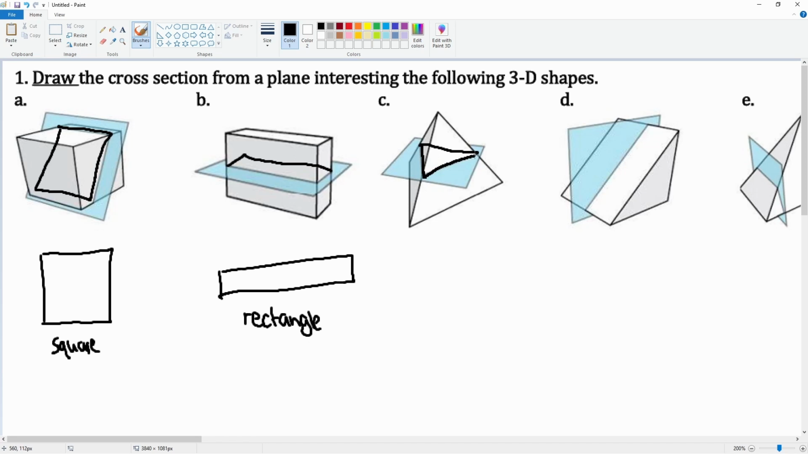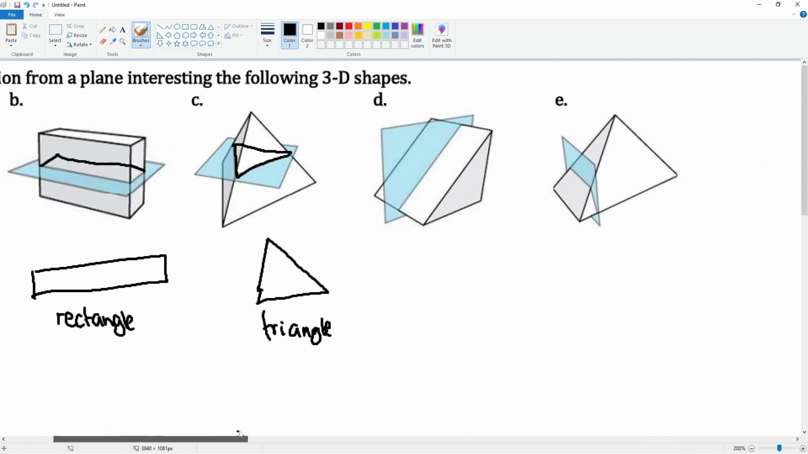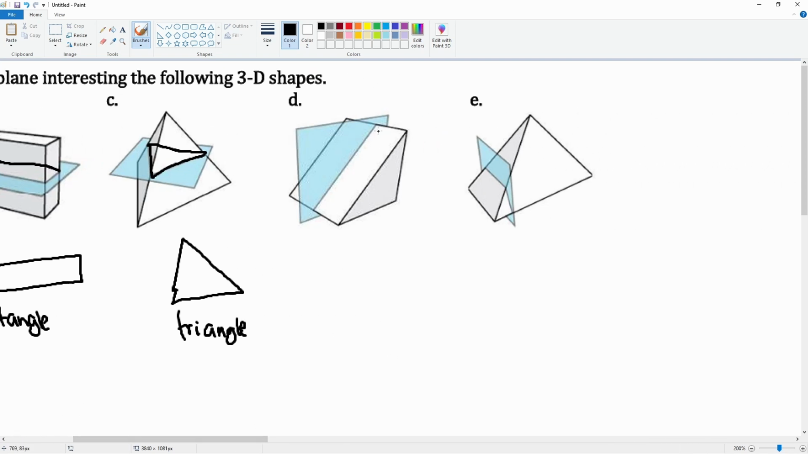That looks like a triangle. Triangle from this prism. This is diagonally. It looks like that. And that looks like a right triangle in particular. Right triangle.